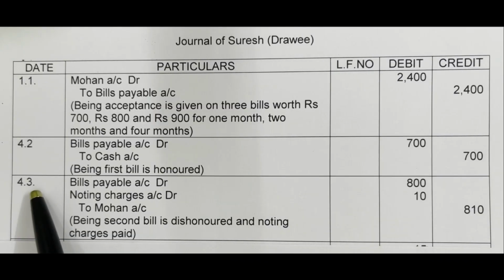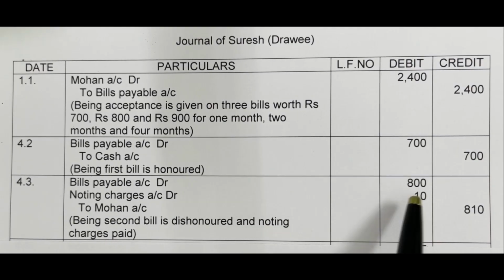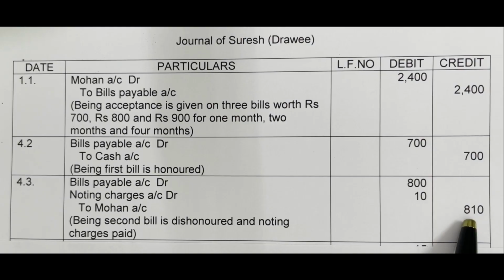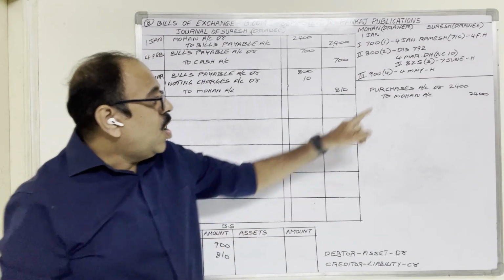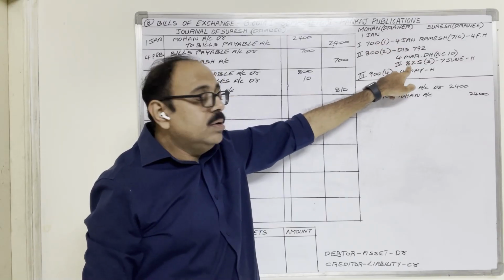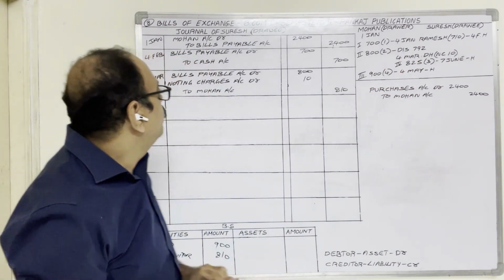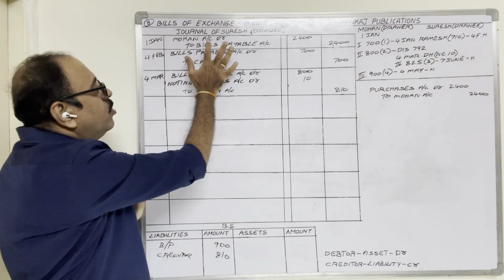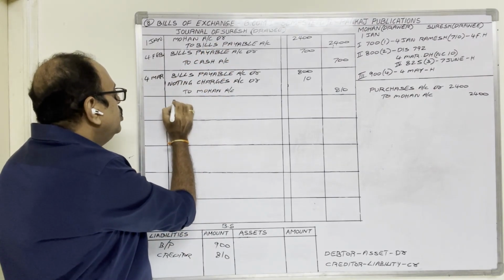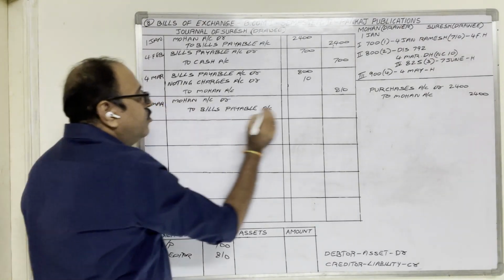Third entry is on 4th March. Bills payable account debit 800 rupees. Noting charges account debit 10 rupees. To Mohan account 810 rupees. Narration: being second bill is dishonored and noting charges paid. Next, on the same day, 4th March, Mohan prepared a new bill for 825 rupees. On that bill, Suresh is giving acceptance. For giving acceptance, you know the entry: Mohan account to bills payable. Here also the same entry comes. Date 4th March, amount 825 rupees.